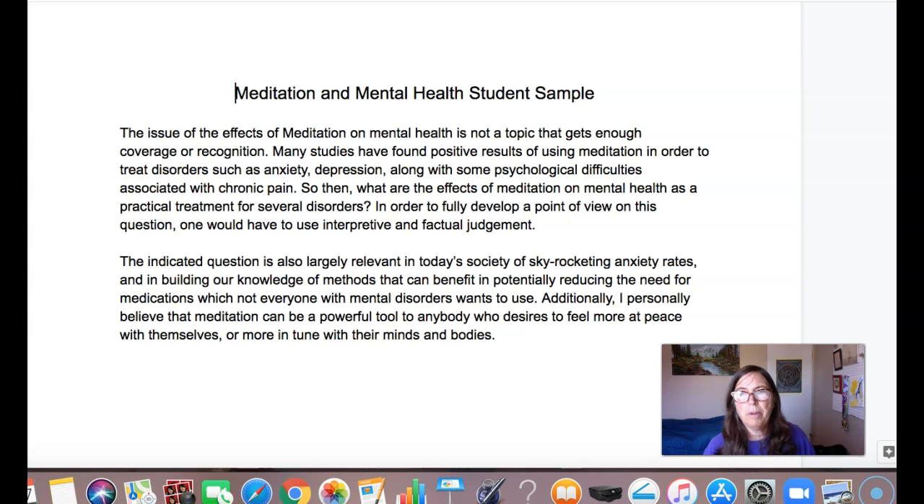In order to fully develop a point of view on this question, one would have to use interpretive and factual judgment. The indicated question is also largely relevant in today's society of skyrocketing anxiety rates and in building our knowledge of methods that can benefit in potentially reducing the need for medications, which not everyone with mental disorders wants to use. Additionally, I personally believe that meditation can be a powerful tool to anybody who desires to feel more at peace with themselves or more in tune with their minds and bodies.